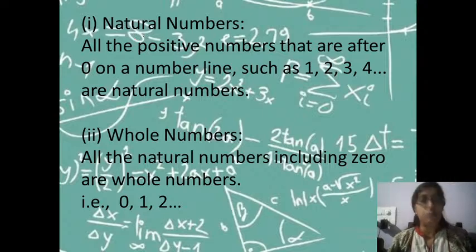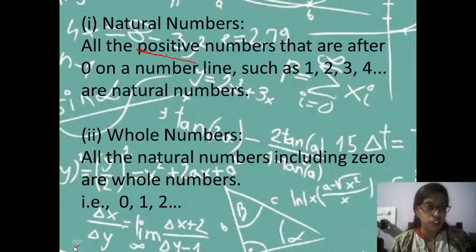So what are natural numbers? Now listen here very carefully. All the positive numbers that are after 0. You can see 0 here on the number line. Numbers such as 1, 2, 3, 4, and so on are natural numbers. So that is all the positive numbers. What do you mean by the word positive here?